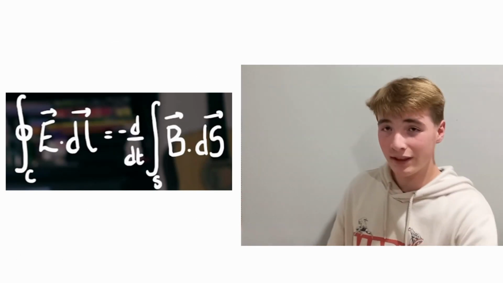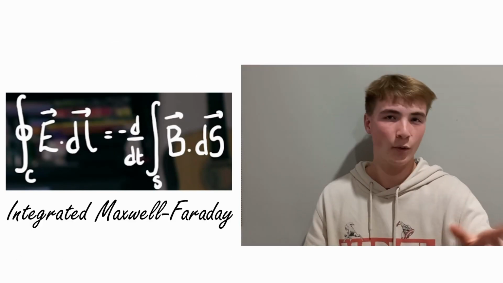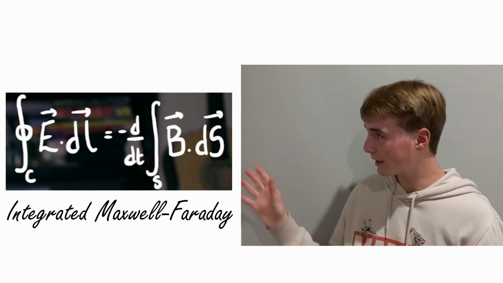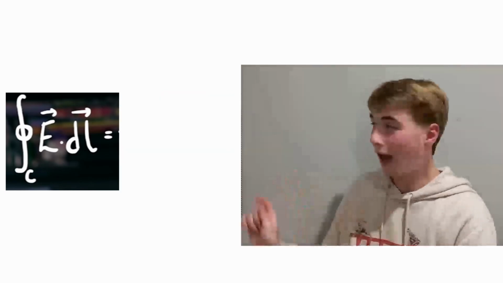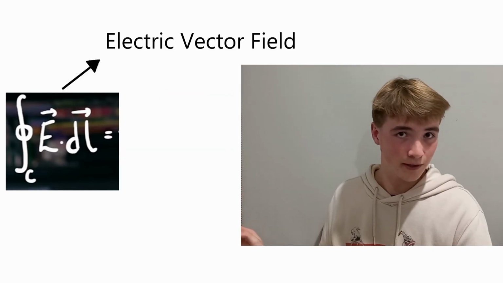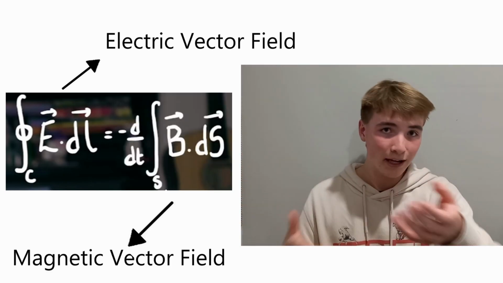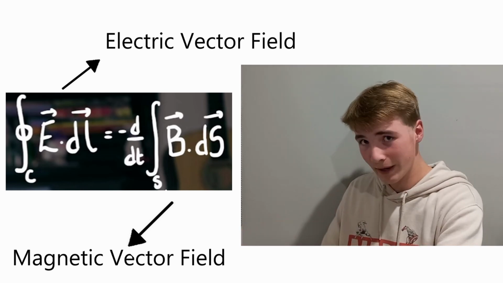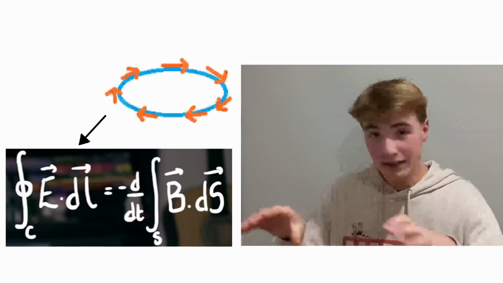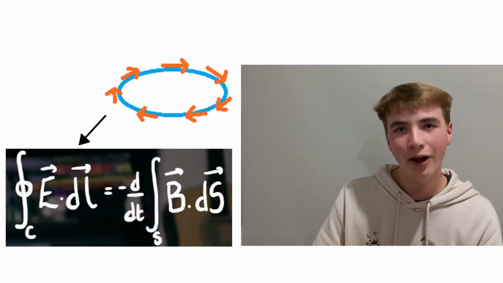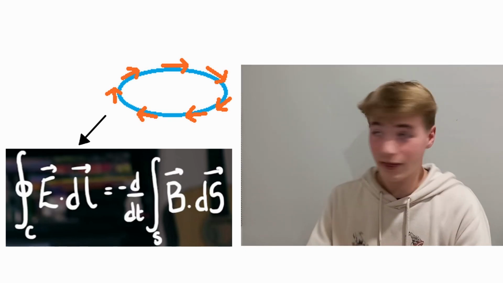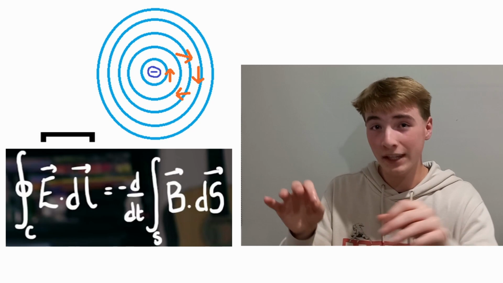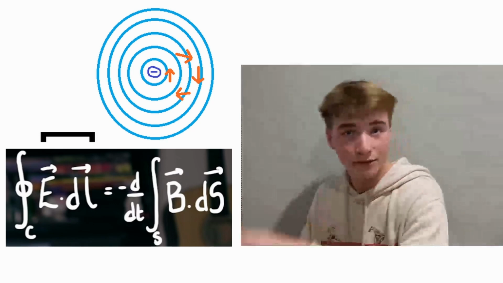This third equation, the integrated Maxwell-Faraday equation, is most essential to identifying the interrelation of electric and magnetic fields. On the left we have E, the electric vector field, and on the right B, the magnetic vector field, measuring the strength of such fields in different points in space. Then we have dl, infinitesimal vectors that line the perimeter of a current carrying circuit, with their product quantifying the degree by which the direction of the electric field and these dl vectors align.